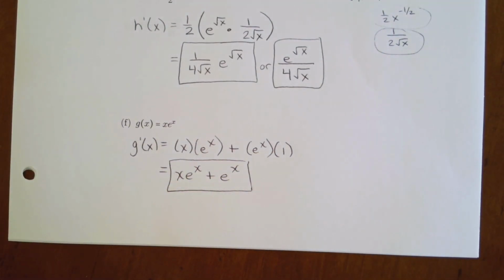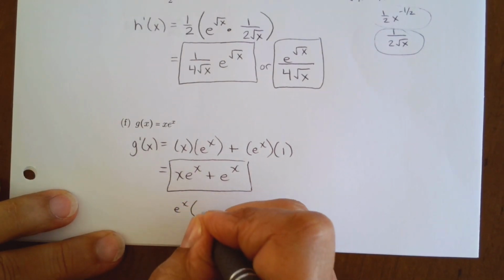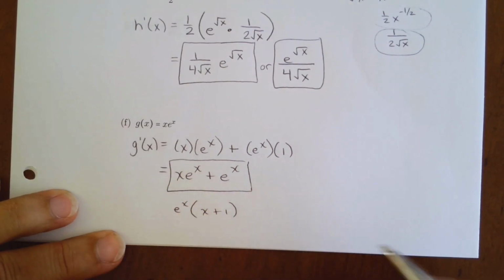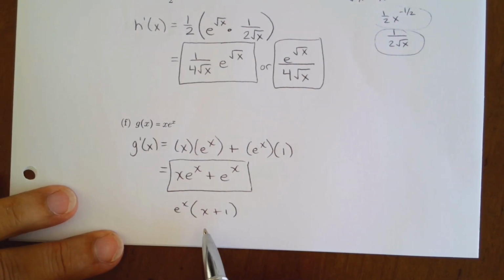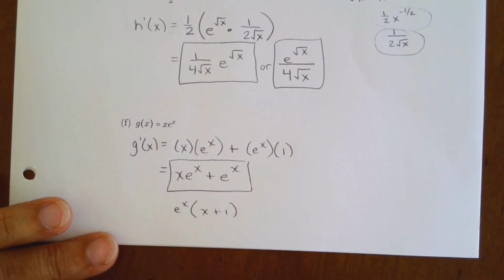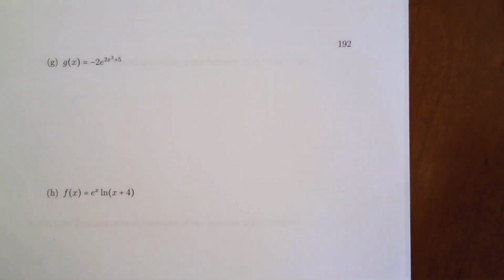Now, could you factor? Sure. Yes, you can factor out an e to the x. That might be the way an answer is written. You factor out an e to the x, you would get that. That's a perfectly good way to write your answer. So it just again depends on what you're looking for. You may or may not have to go too far in simplifying, and in other problems you may need to. All right, moving on.